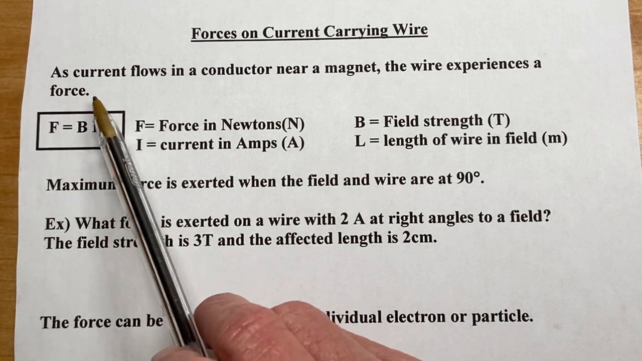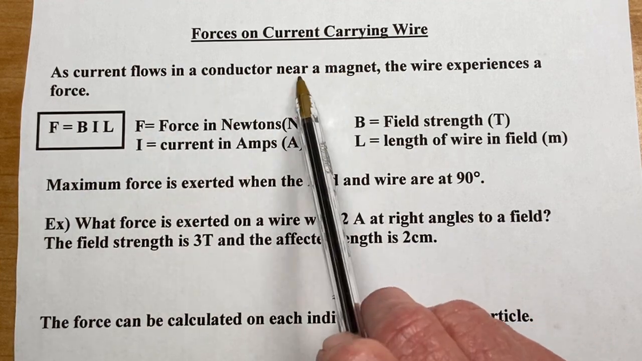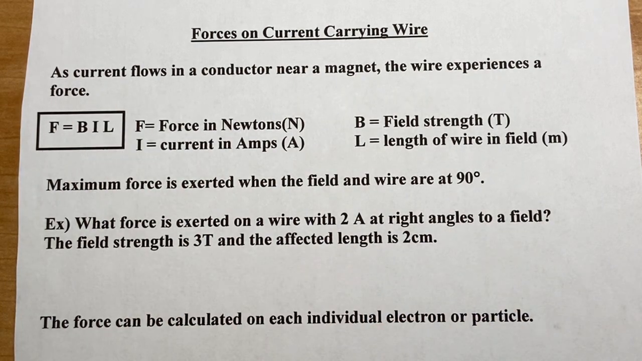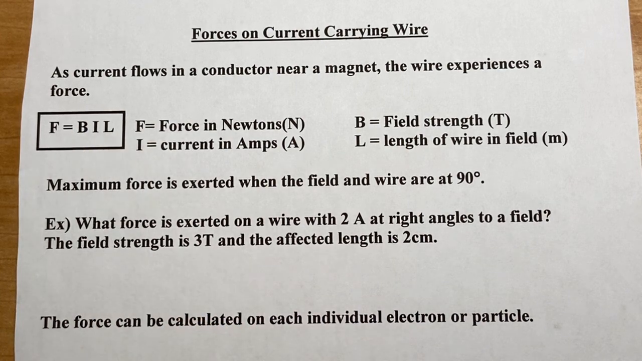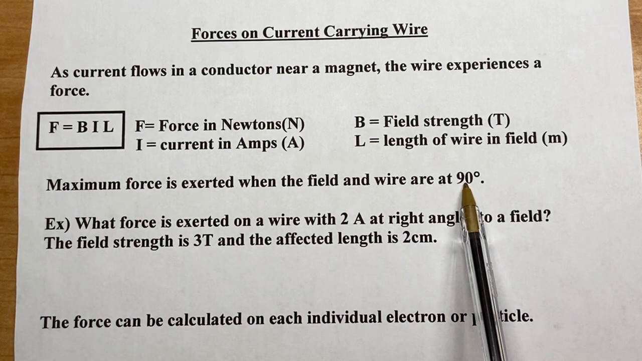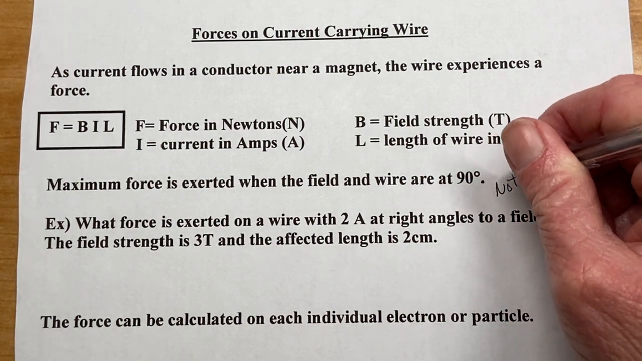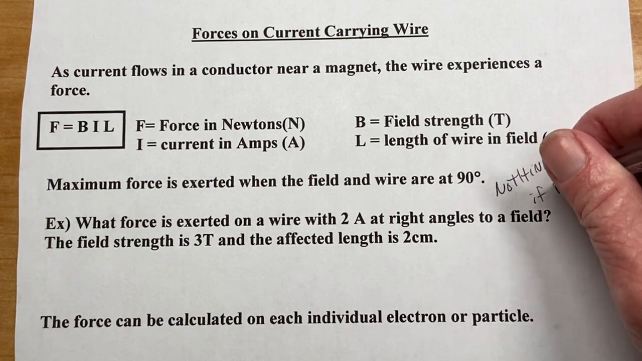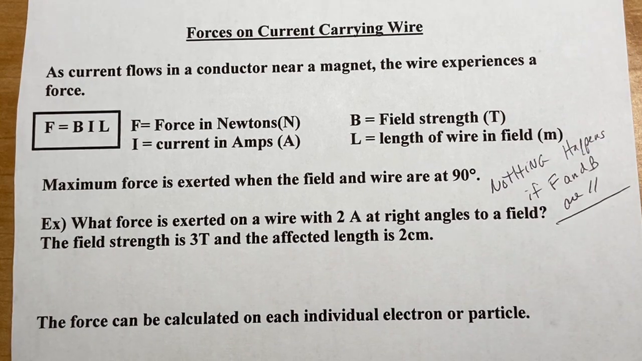So basically, when we know current flows in a conductor near a magnet, remember, that creates its own magnetic field. It interacts with this magnetic field, and it experiences a force. Force equals the field times the current times the length, F equals BIL. It happens when the force and the fields are at 90 degrees. If F and B are parallel, nothing happens, there'll be no force.